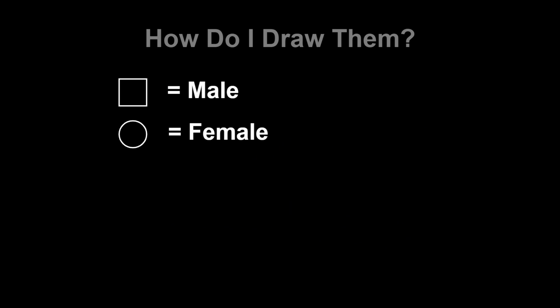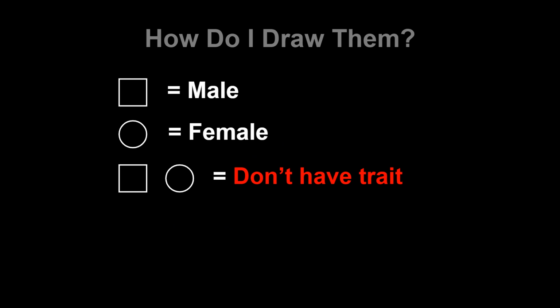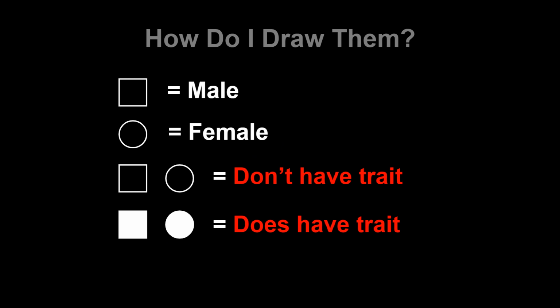So when we draw them, we're going to use a square as a male and a circle as a female. Now, to identify whether or not this person has a particular trait that we're looking at, if you don't fill in the circle or the square, that person we're going to say doesn't have that trait. So if I'm looking at, say, brown hair, if it's not filled in, that person does not have brown hair. If it is filled in, that means that person does have the trait. So these people would have brown hair.